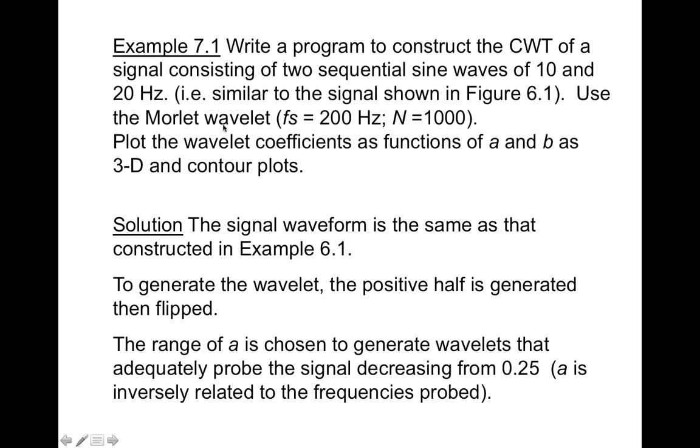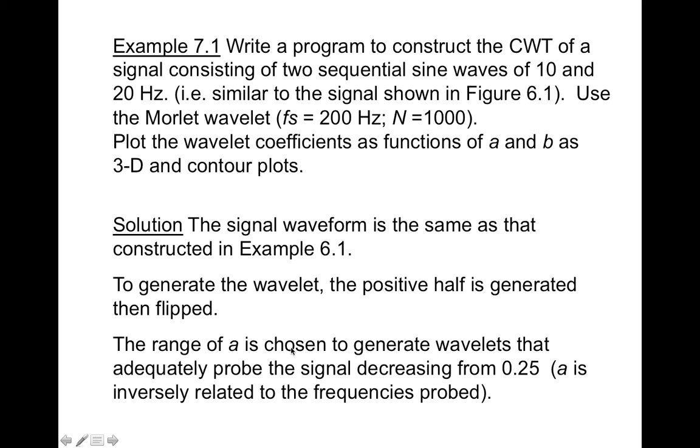And here we're going to use the Morlet wavelet. On the Morlet wavelet, you have to tell MATLAB how many points you want in your Morlet wavelet, because it'll construct the wavelet for you. So you have to tell it how many points you want, and you have to give it a sampling frequency. In this particular case, when we generate the wavelet, we generate the positive half and then flip it so that we get the full wavelet. We generate the signal waveform just in a standard way.